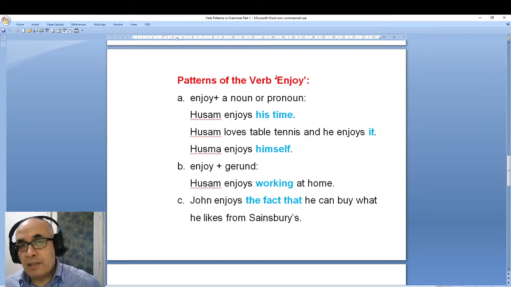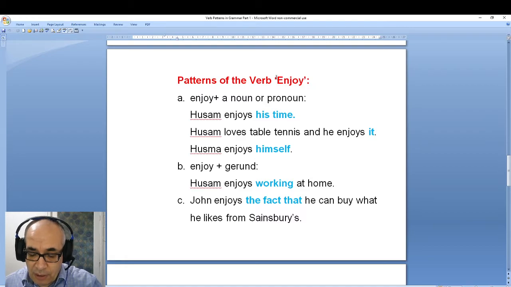Of course, the dictionary will tell you how to use enjoy. You can read examples and you can see how it is used. Unfortunately, some dictionaries don't explain this to you, so you have to read the sentence yourself and you have to see how the verb is used. The verb enjoy.